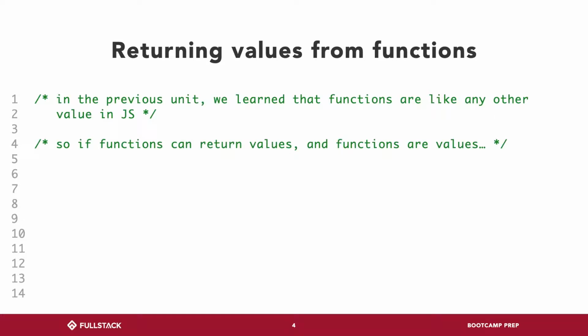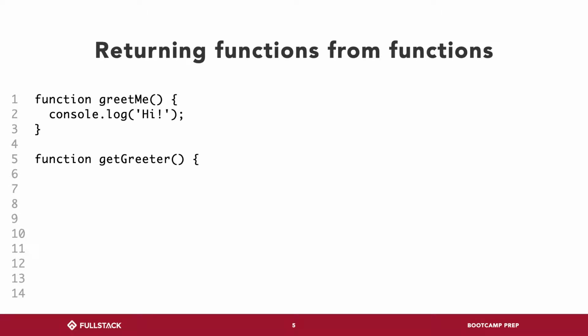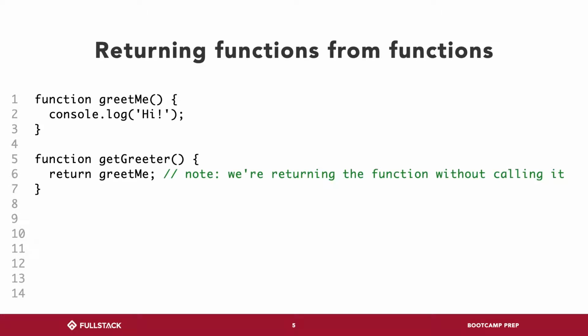And then on Thursday, we learned that functions are like any other value. So if functions can return values and functions are values, functions can return other functions too, okay? So let's say we have greetMe, a function that just console logs "hi." It's a completely wasteful, useless function, but that's what it is. Then we have a function getGreeter. getGreeter returns greetMe, and we're returning the function without calling it. That means we are just returning the entire function, the schematics, the blueprint of greetMe.